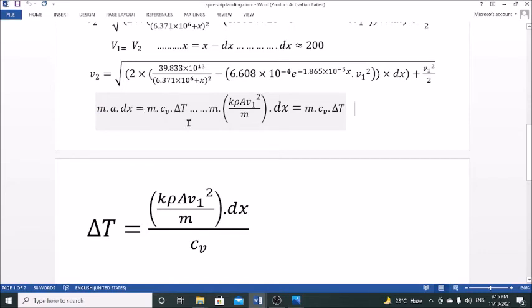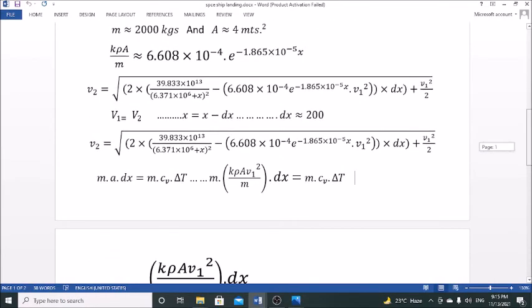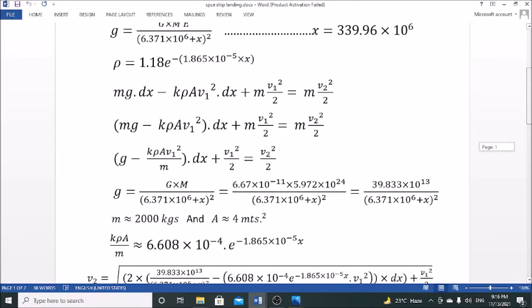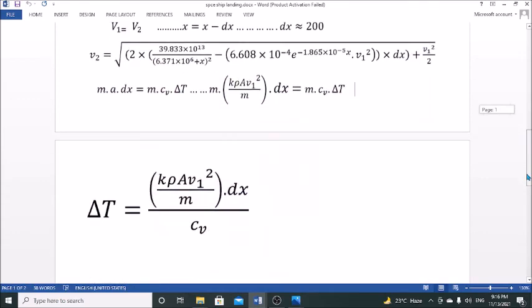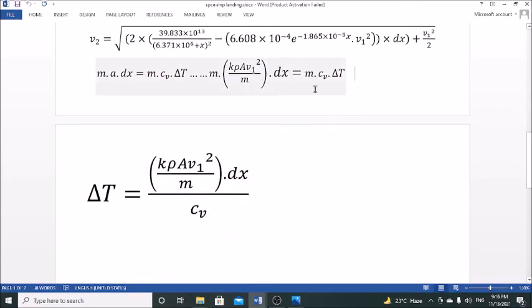And if you want to discuss the heat here, the acceleration, the mass times acceleration times dx equals mcv dt, or m, this quantity is actually acceleration, m k rho a v1 square over m. This is our acceleration unit. Mass times acceleration times dx equals mcv dt, mass times specific heat times delta T. Delta T, delta temperature, of course, the rise in temperature.